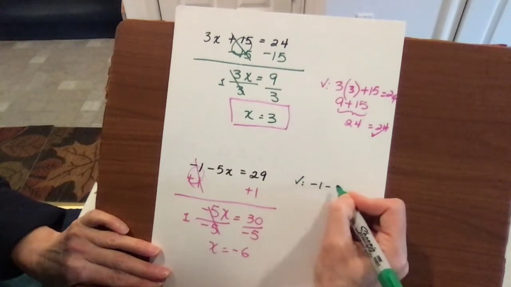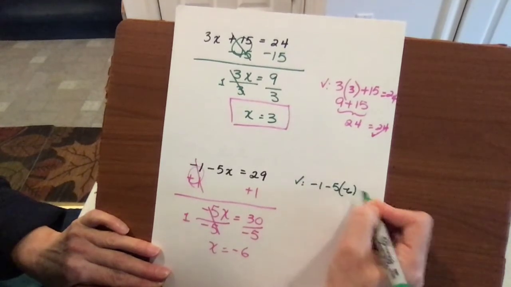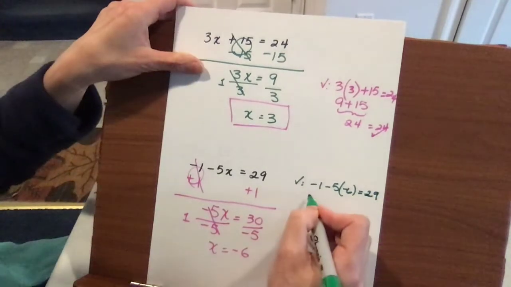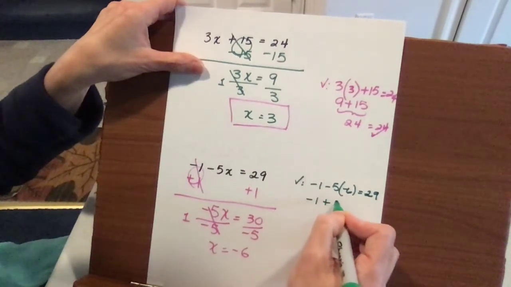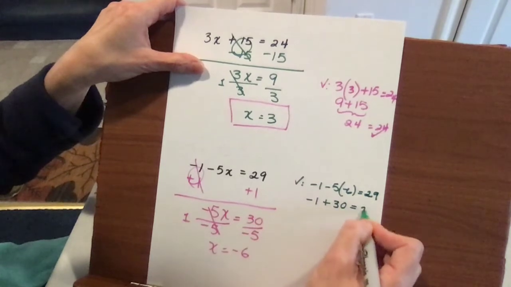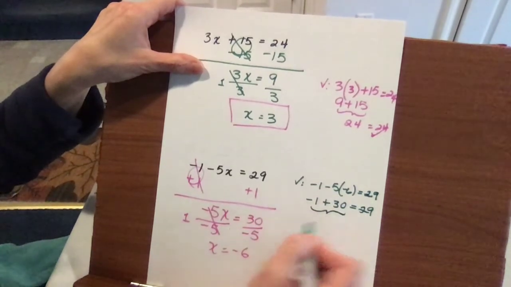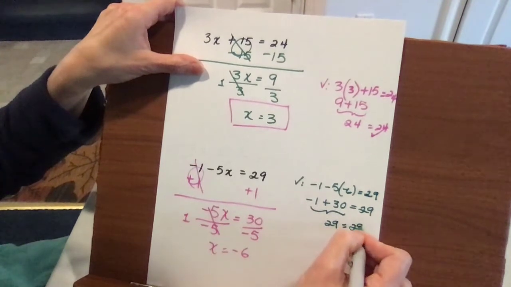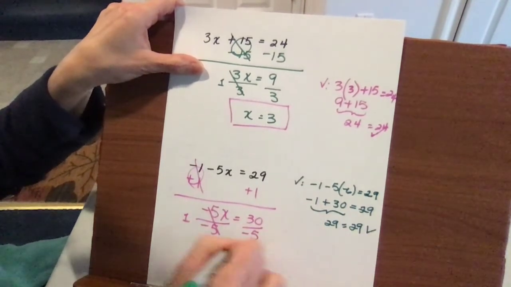Negative 1 minus 5 times negative 6. We want to see if this is positive 29. So this is negative 1 plus 30 equals 29. Check this side: negative 1 plus 30 is 29 equals 29. And it checks. So this is your answer.